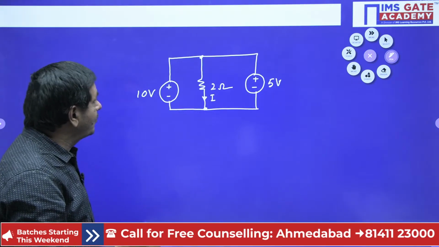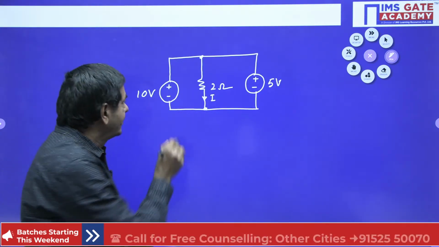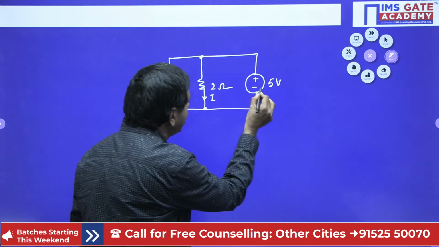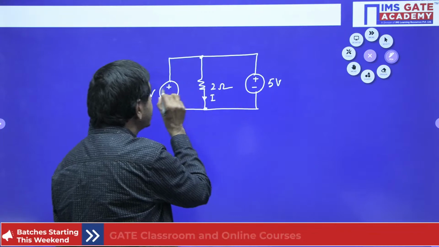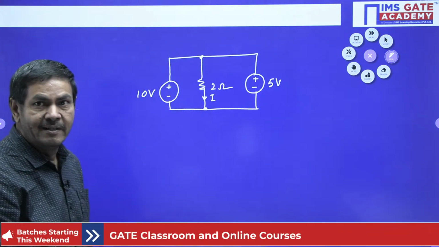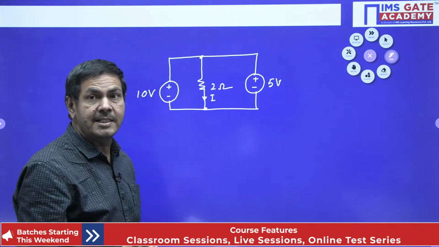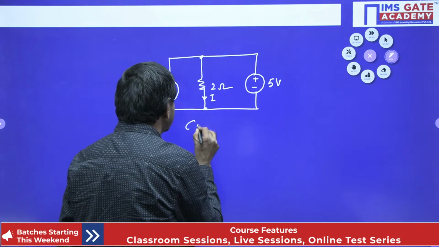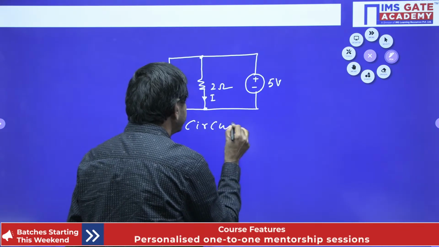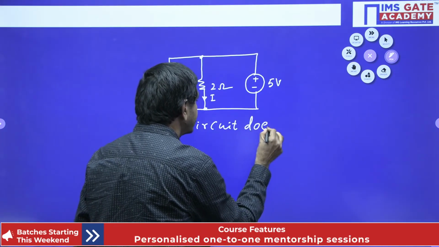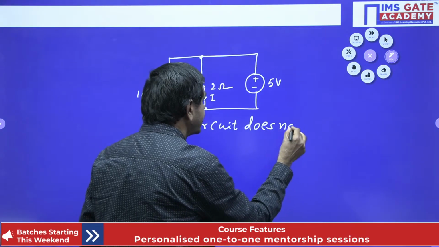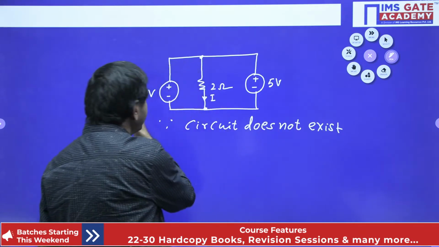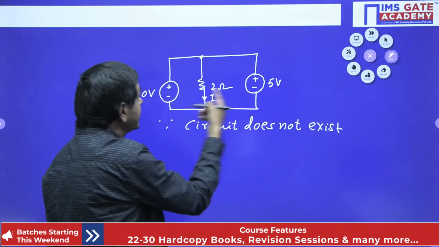In a parallel network, the voltage must be the same. This voltage equal to that voltage is possible, as the voltage across 2 ohm. But two different voltages are not accepted in parallel to the resistance. Whenever you connect it in such a way, the circuit does not exist. We can write directly: the circuit does not exist. Why? One side is 10 volts, the other is 5 volts; different voltages are not possible across the 2 ohms.